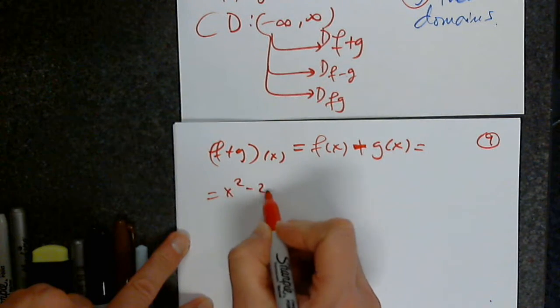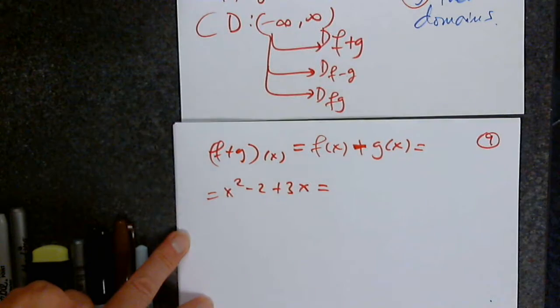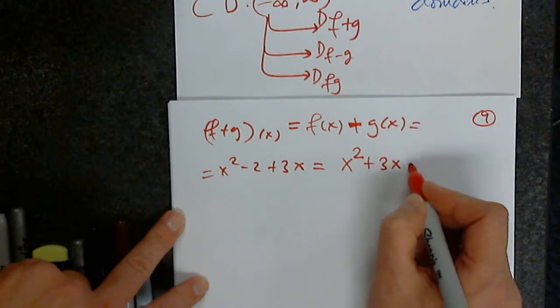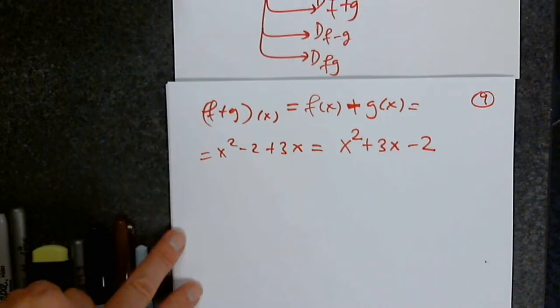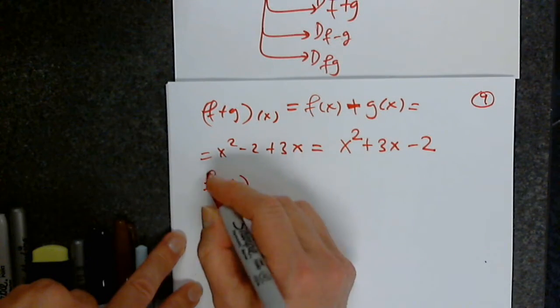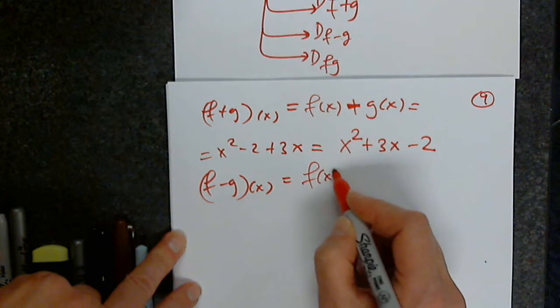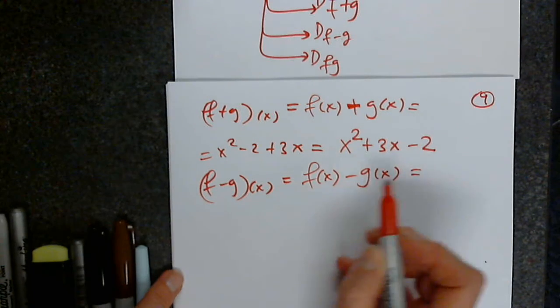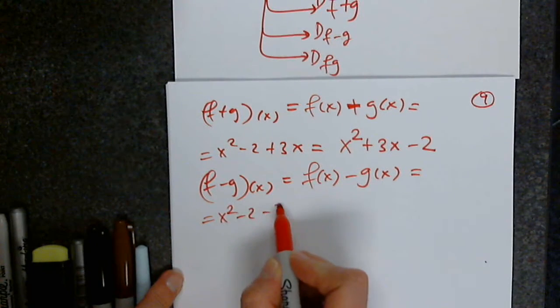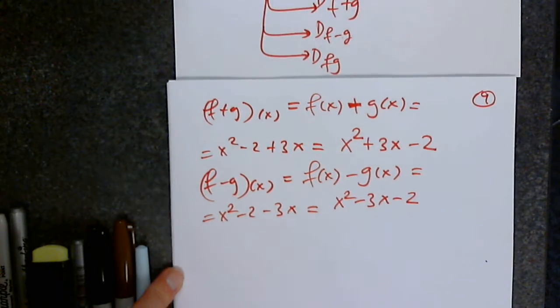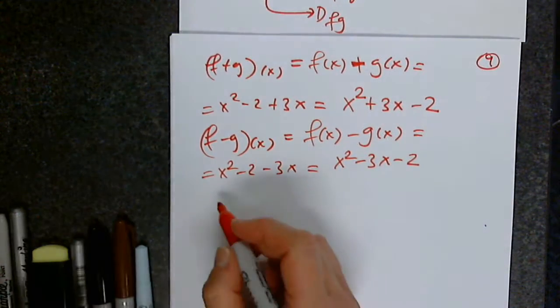It's x squared minus 2 plus 3x, and I have to arrange it in descending order: x squared plus 3x minus 2. Very good. Now f minus g. The same thing but minus 3x. Very good. So it will be x squared minus 2 minus 3x, which is x squared minus 3x minus 2. I agree with that too.